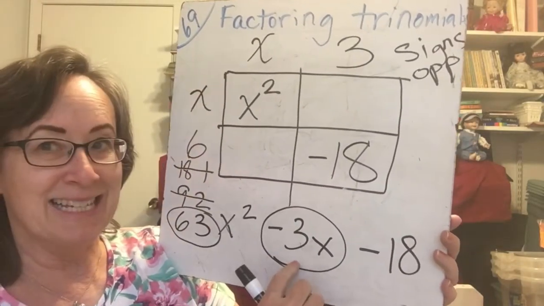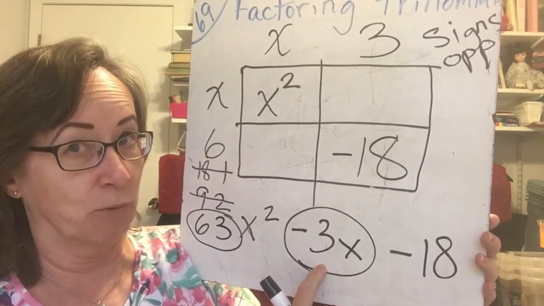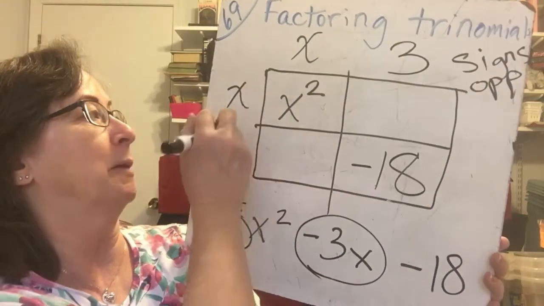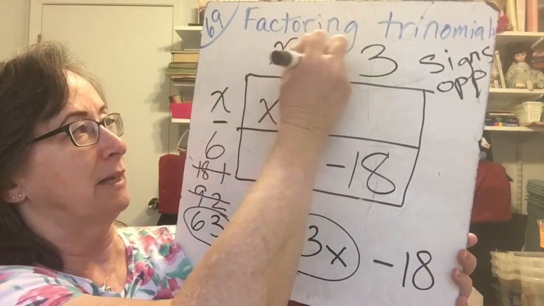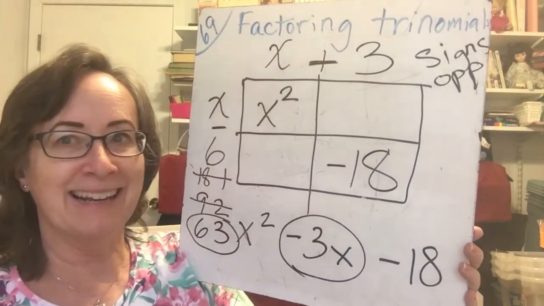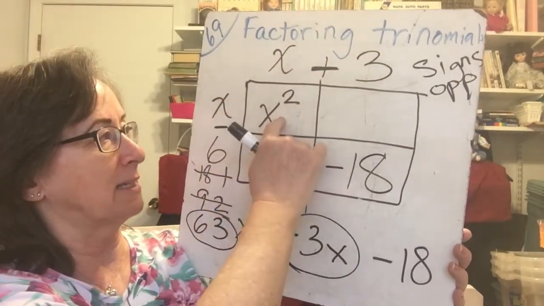Okay, now this negative here tells you that the negative sign won the tug of war. So we're going to make the bigger factor negative. So let's just put the negative there and the positive here. And let's check it. Okay, so x times x is x squared.